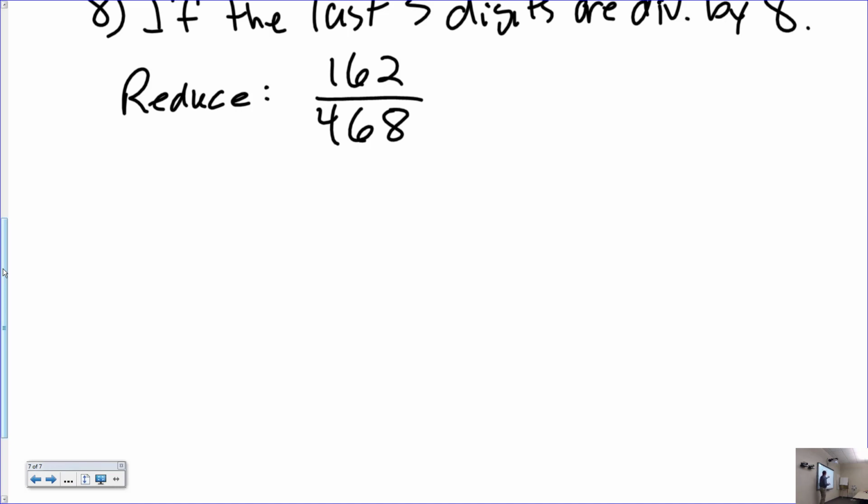Yes. Take them in half. What's half of 162? 81. What's half of 468? 234. Can we do more 2s? No, because 81 is unfortunately odd. So once you're done with 2s, what are we going to do next? 3s. What's 8 plus 1? 9. Awesome. What's 2 plus 3 plus 4? 9. These are both divisible by 3.